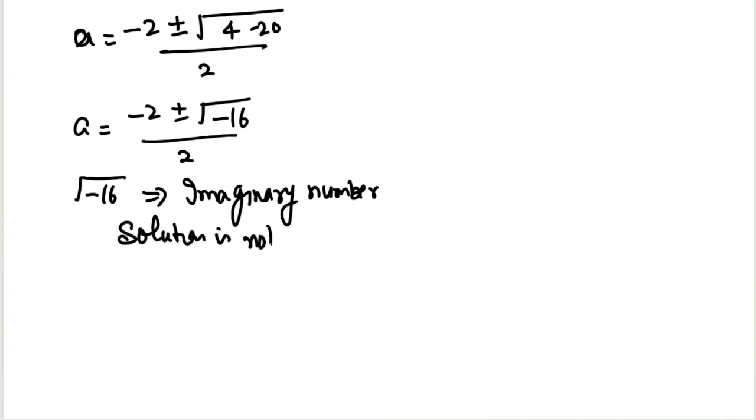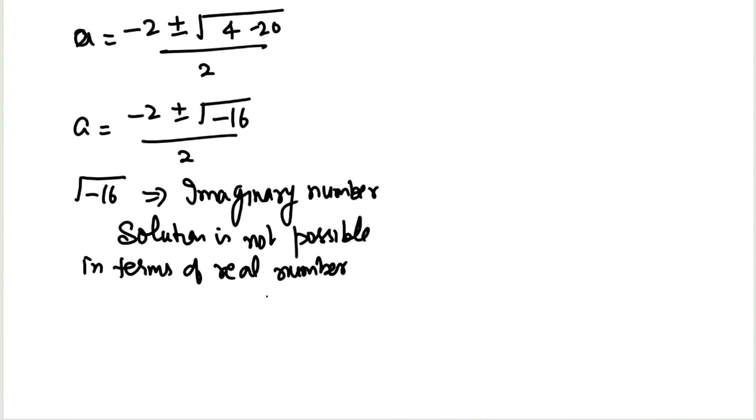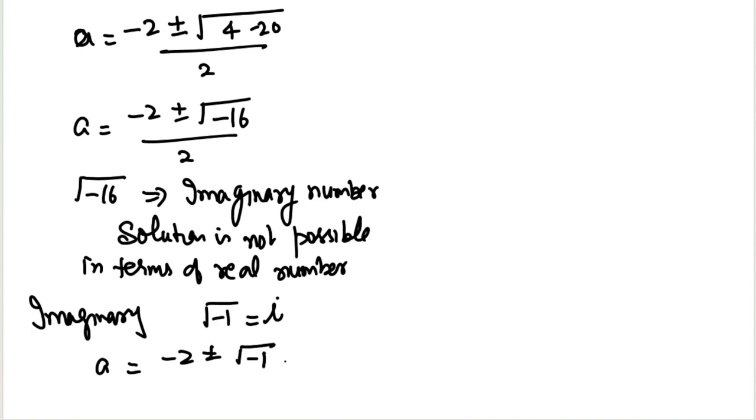Solution is not possible in terms of real number. But in case of imaginary, if we consider this imaginary, and in imaginary root of -1 we write iota. So the value of a equal to -2 plus minus this root -16 can be written as -1 into root 16 upon 2.